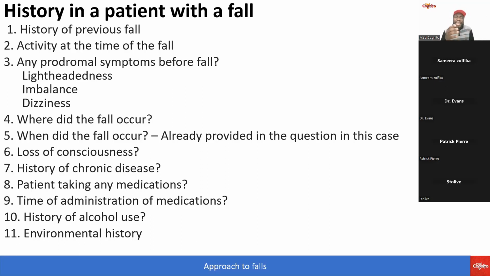Does the patient have any underlying chronic disease? Does the patient take any medications? I saw some candidates writing that. What's the time of administration of these medications? And then history of alcohol use and environmental history. So you want to find out all these things about a patient who has a history of falls so that it can guide you to know how best you can evaluate this patient. So please note this very well. When it comes to a patient with a history of falls, you want to know all these things in detail.